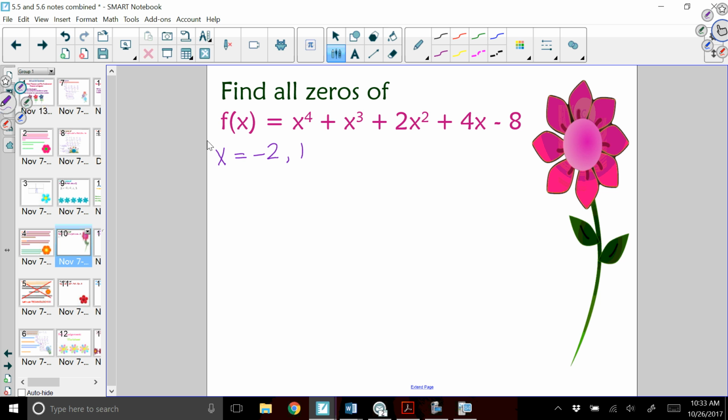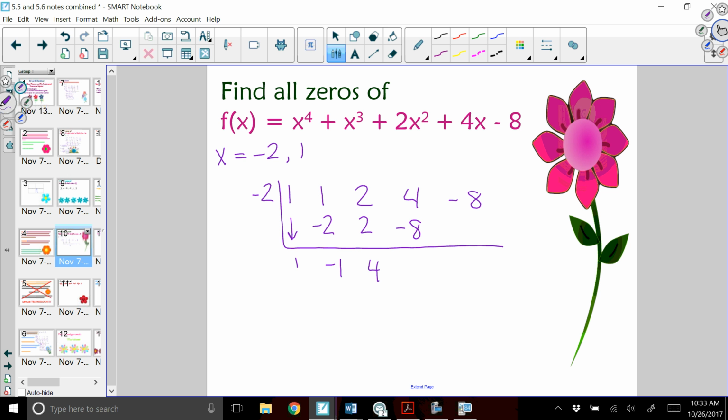Let's go ahead and set up our synthetic. Is anything missing in synthetic? No. Okay, so 1, 1, 2, 4, negative 8. So I'm going to use negative 2. So go through your synthetic. We'll have to do synthetic with the other number.